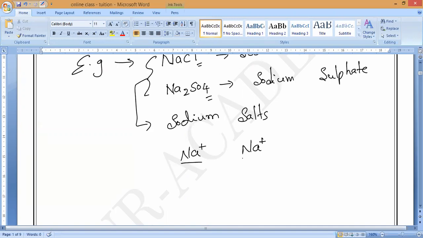So that is why, if they have the same positive or negative ion, they are called a family of salts. Yes or no? So what is this family called? Sodium family.